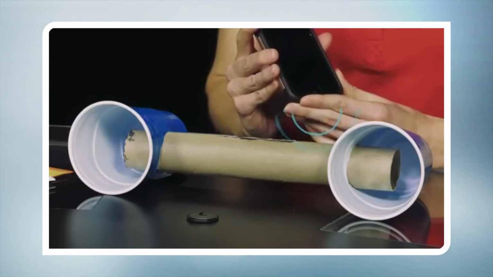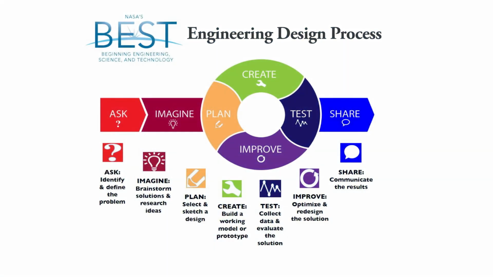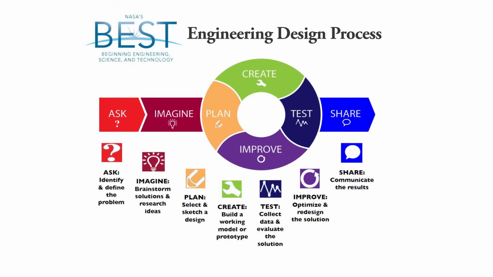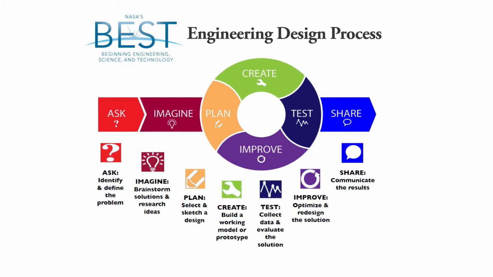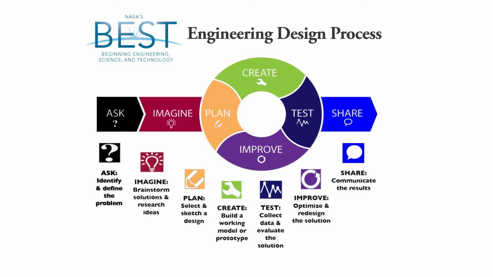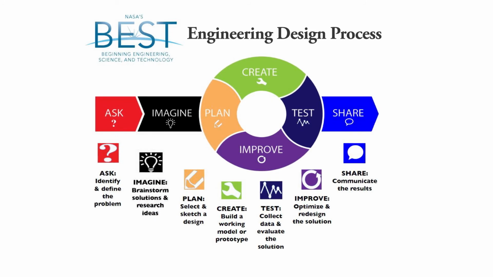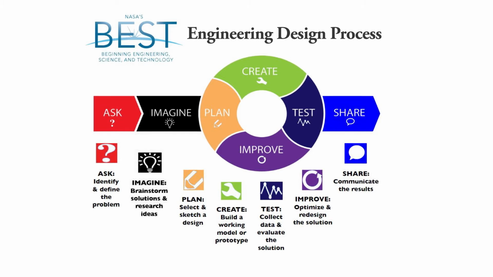And so one of the things that we'll talk about is using the engineering design process as a means for doing your activity. Here's an example of what one might look like. There's several different versions out there, but this is from NASA's Best Activity Guide. What they do is break it down into several different steps. Ask, which is to identify and define the problem. Second thing is to imagine, brainstorm solutions and research ideas. I've already mentioned that where you place the paper towel tube into the cup could make a difference.